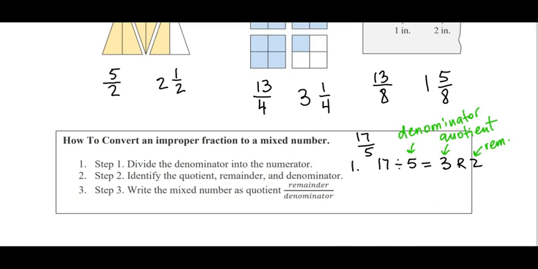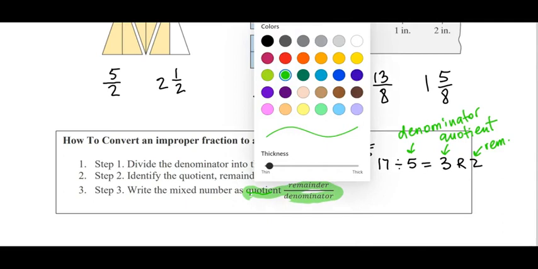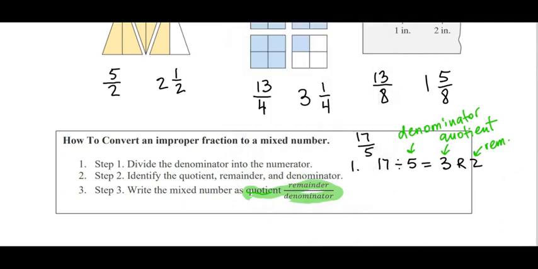So now we're going to write the mixed number as the quotient first, and then the remainder and denominator, all right? So we're going to start with our quotient, which is 3. So this is your step 3. Then I'm going to grab my remainder, 2 over 5. So that's how you convert an improper fraction to a mixed number.